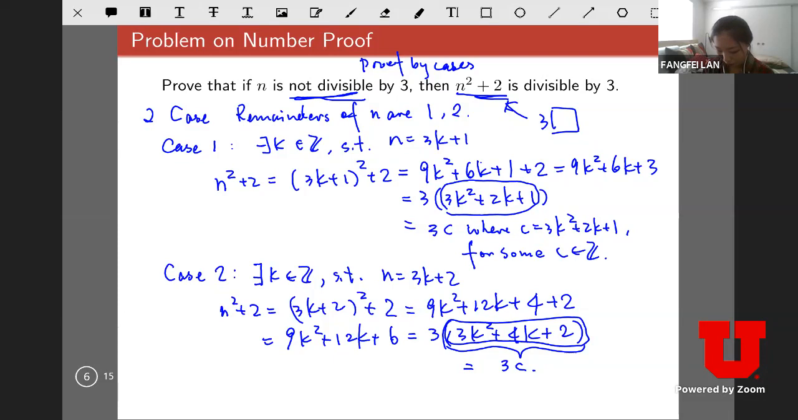When you're trying to explain something, it is helpful to actually write words. So in the end, we can just say that both case 1 and 2 are true. Then you can repeat the statement: if n is not divisible by 3, then n squared plus 2 is divisible by 3. So we're done. Happy face.